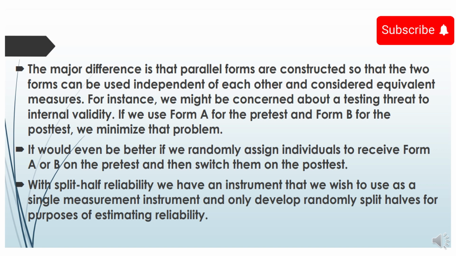For instance, if we might be concerned about testing as a threat to internal validity, we use form A for the pre-test and form B for the post-test. We minimize that problem. It would even be better if we randomly assign individuals to receive form A and B on the pre-test and then switch them on the post-test. So with split-half reliability, we have an instrument that we wish to use as a single measurement instrument and only develop randomly split halves for the purpose of estimating reliability.